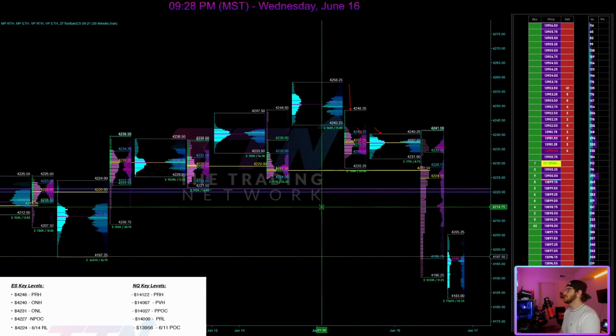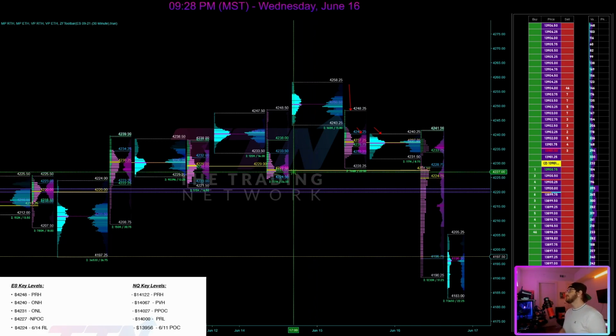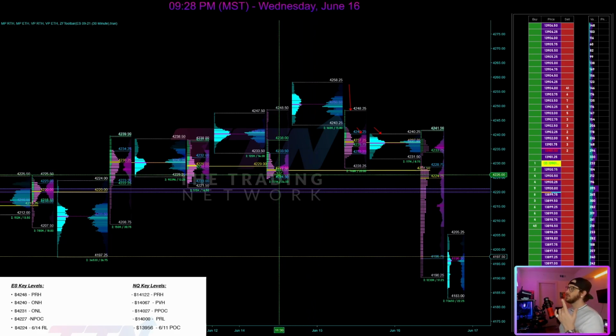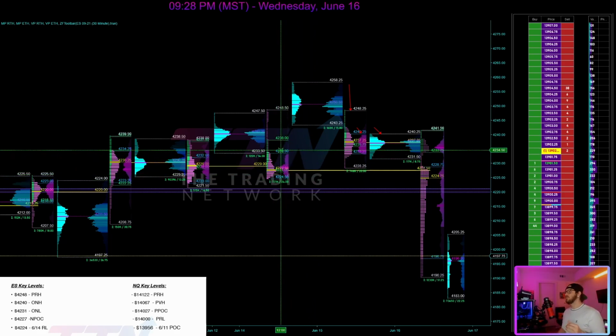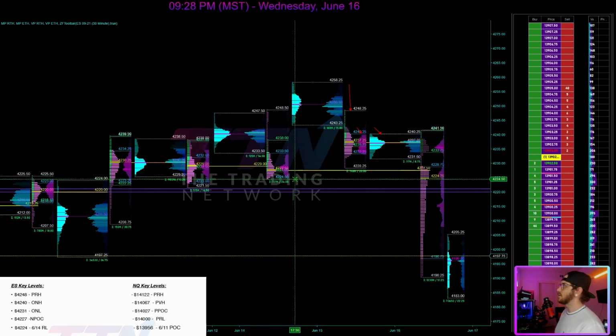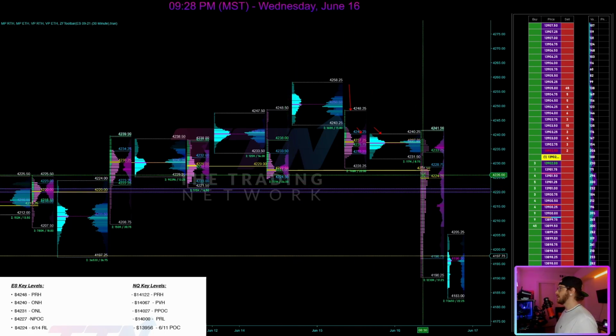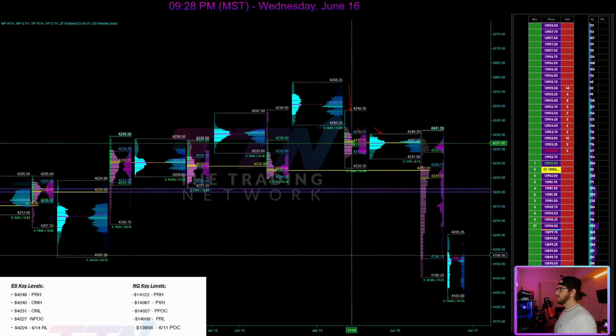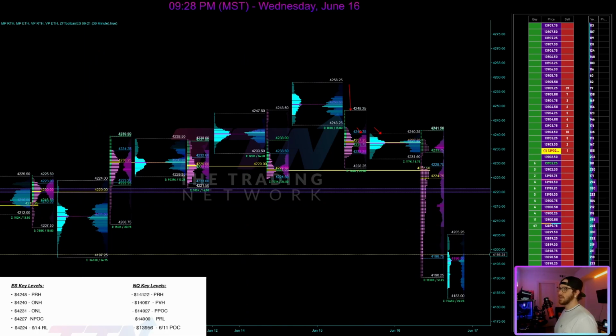And last but not least, I was looking at the 42.24 level, which was not only the value area low from the June 14th regular trading hour session, but it was the range low as well. So a lot of good confluence there, and it ended up being our POC for the day within 1 tick.